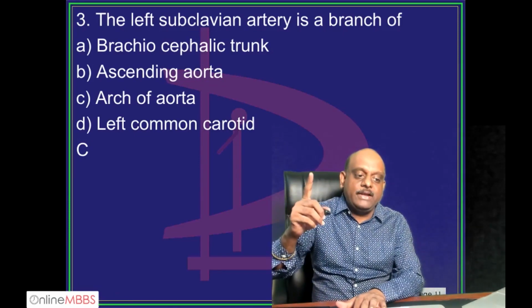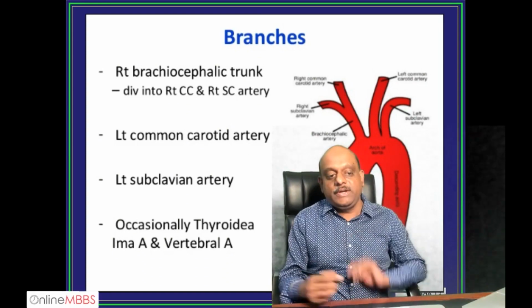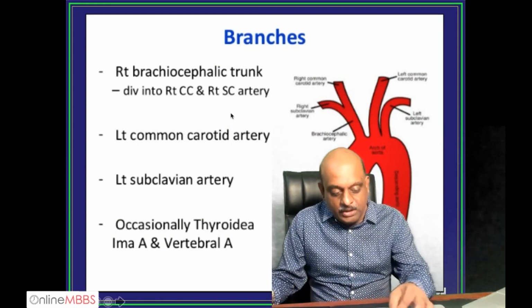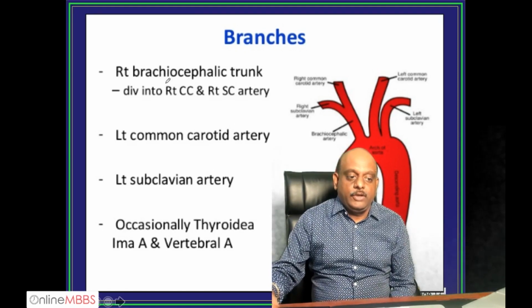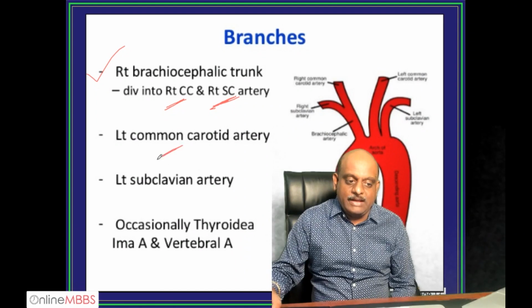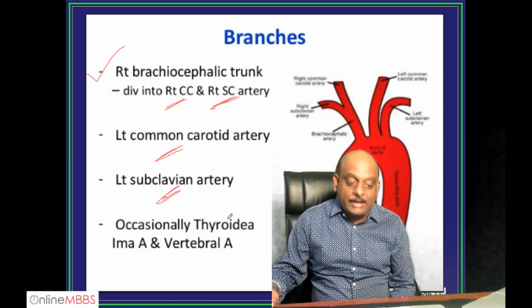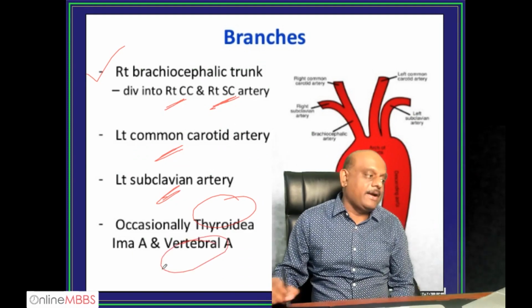Left subclavian directly arch of aorta se niklega. That is what you need to remember. So, if you take the branches of the arch of aorta, you have a right brachiocephalic dividing into right common carotid and right subclavian, then left common carotid, left subclavian. Occasionally, thyroidea ima artery and vertebral artery.